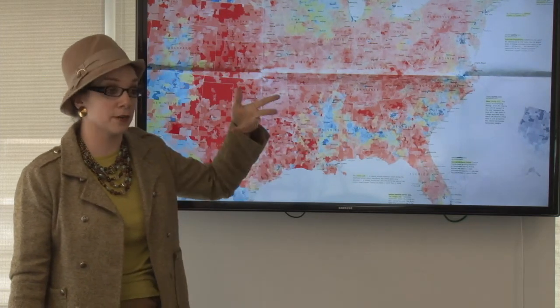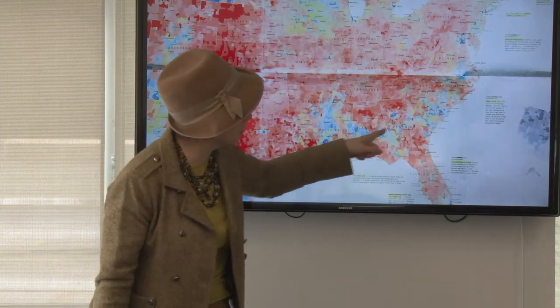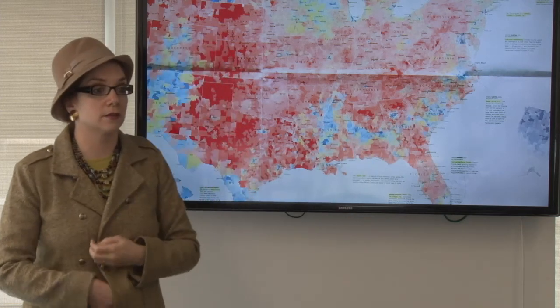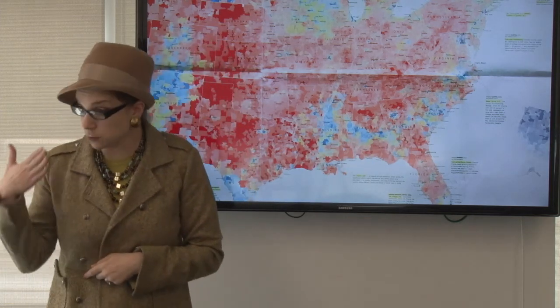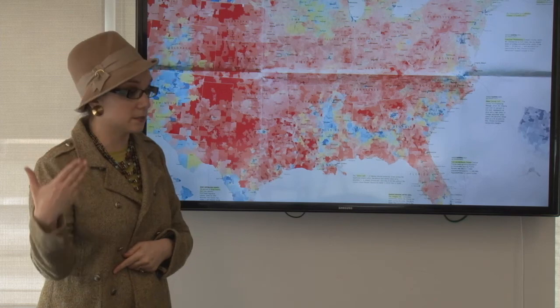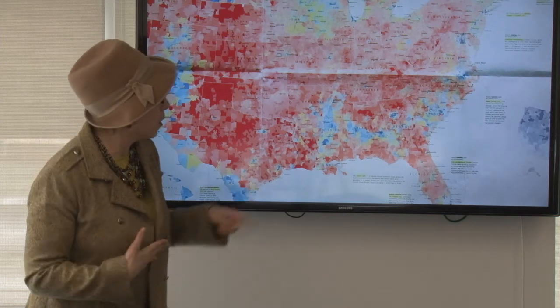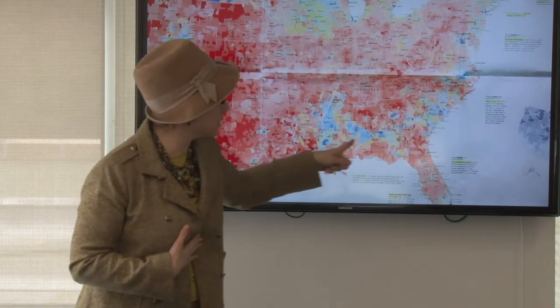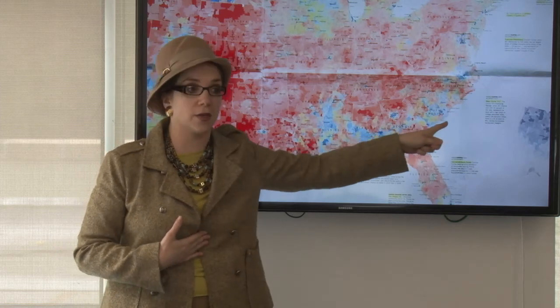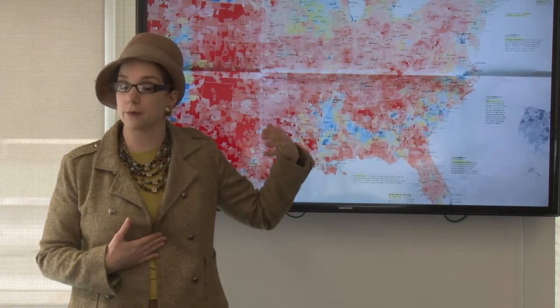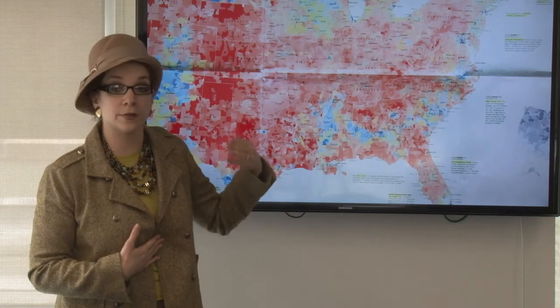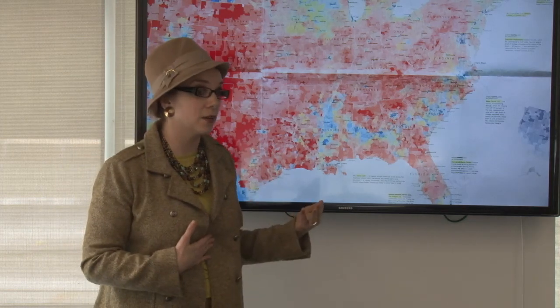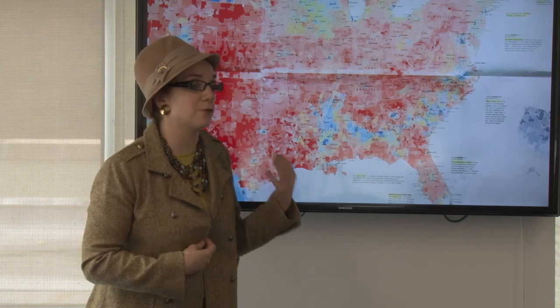African American population. Why are there so many African Americans across the Deep South? Slavery. Because that is where their ancestors were brought as slaves and remained there. Why was there so much slavery in this swath of the South? Because that's where they were growing cotton. Why were they growing cotton there? Because the soil was particularly rich and fertile.